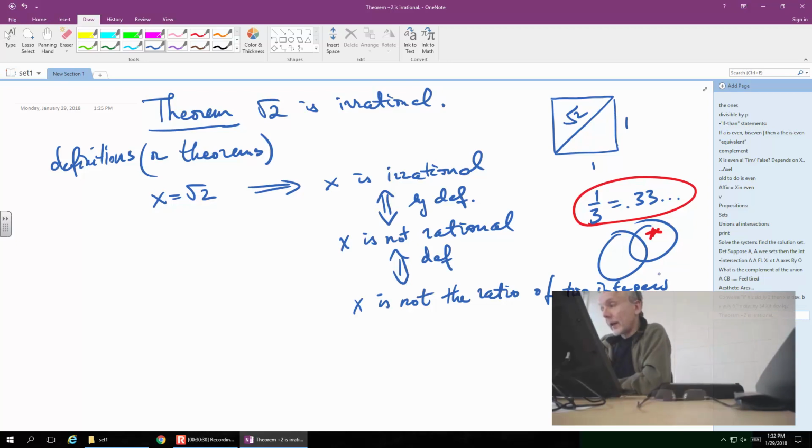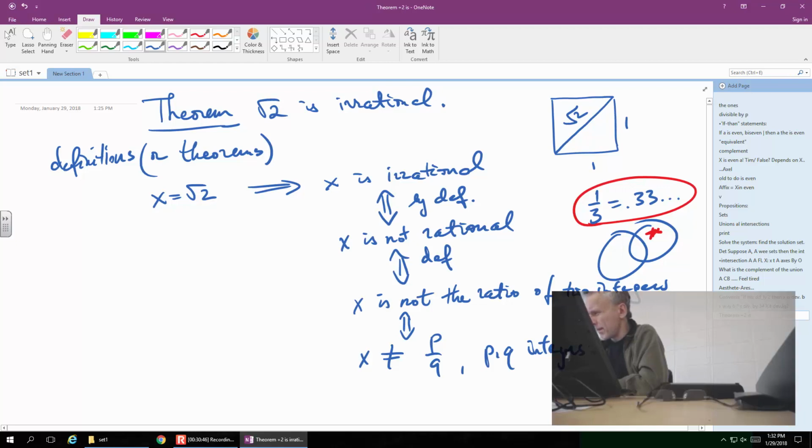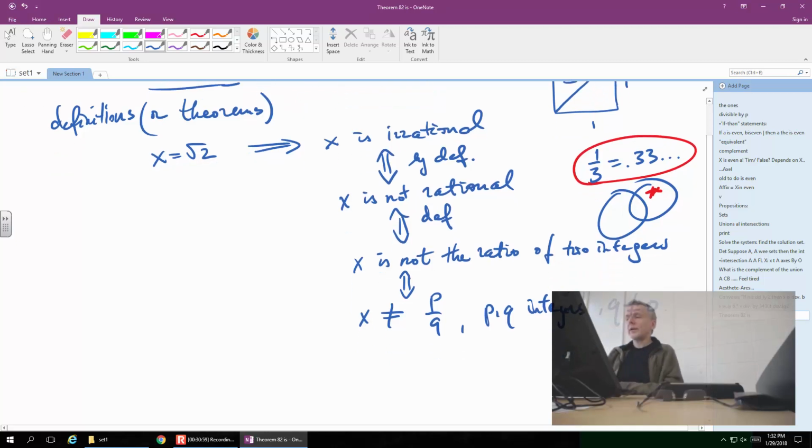Okay, so once I have this ratio, meaning a fraction, I could just write x is equal to p over q, p and q integers, q not equal to 0. Okay, so that's the definition, and now the word irrational is all gone, and I have my statement right there.